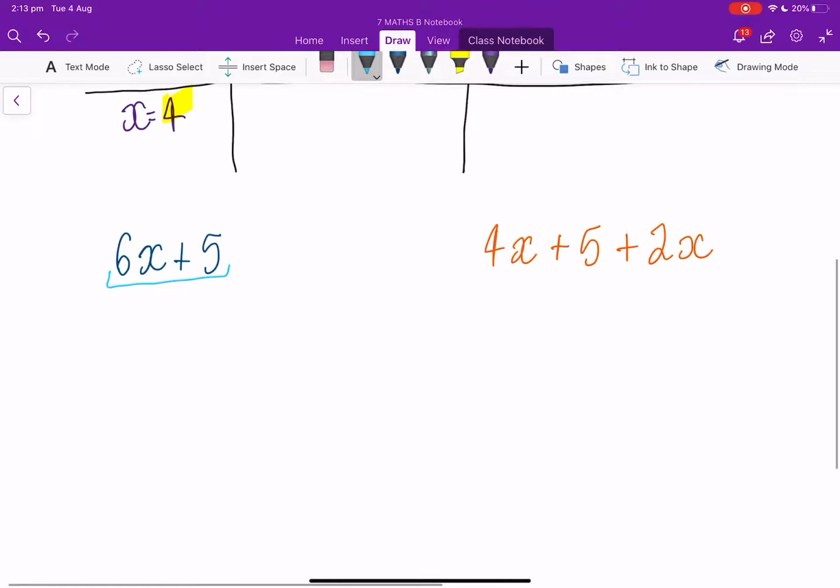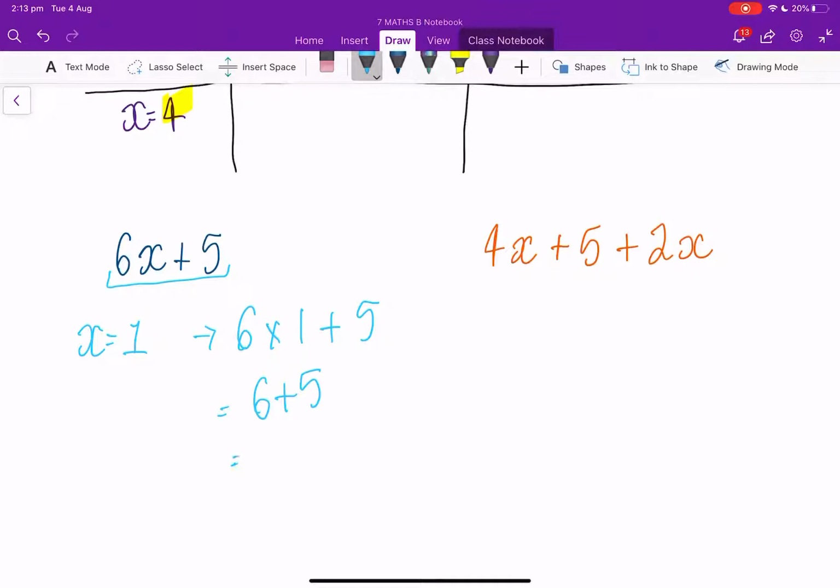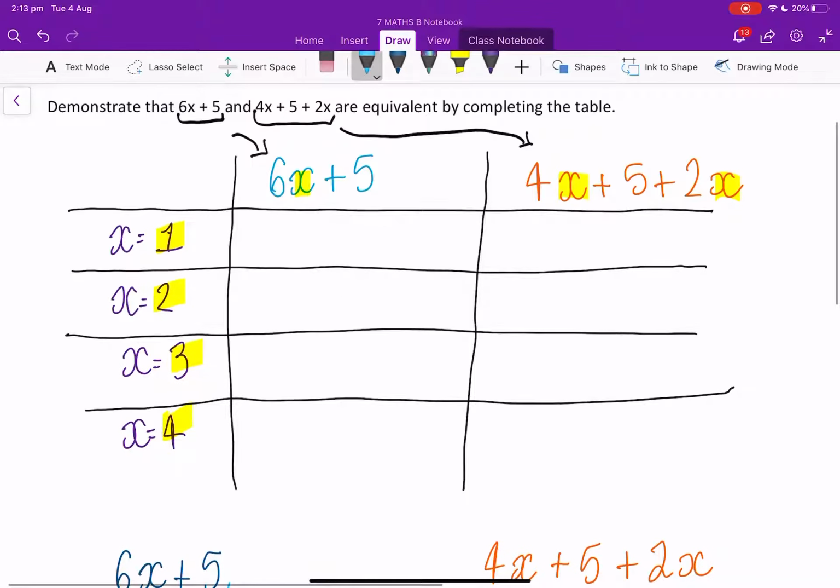Now, when x equals 1, I have this. 6 times 1 plus 5. 6 times 1 is 6. When I add 5, that becomes 11. So my first answer I just put up here, 11.